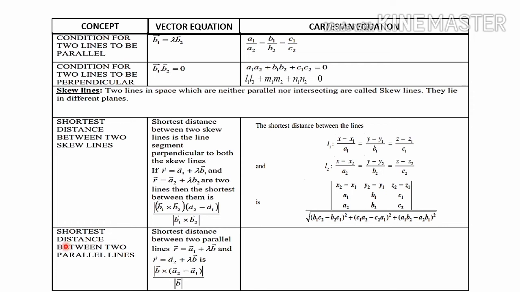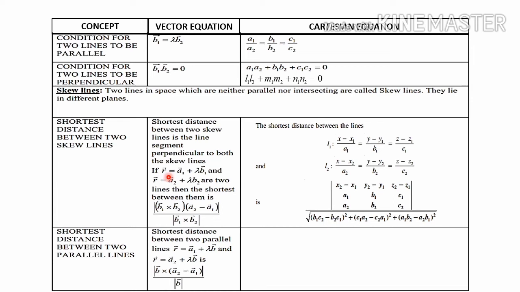Next, we have learned about the shortest distance between two parallel lines. There also we used the modulus together while studying, but here using separately, so it's not a problem, both are the same. Which one is convenient, you can use that one. Here distance is modulus of (b cross (a2 minus a1)) divided by modulus of b. So you have to learn these formulas by heart, and not only by heart, you must be able to identify a1, b1, c1, a2, b2, c2.